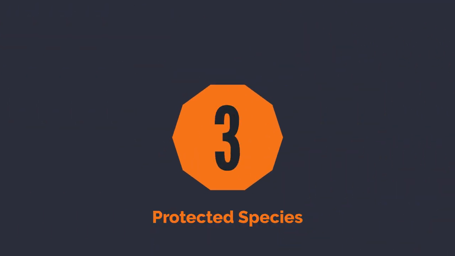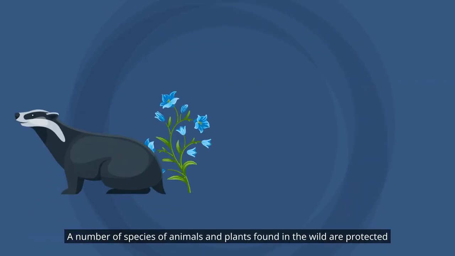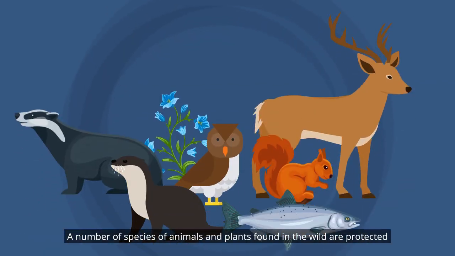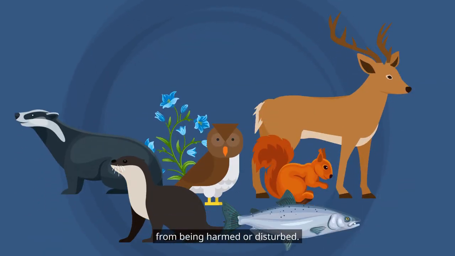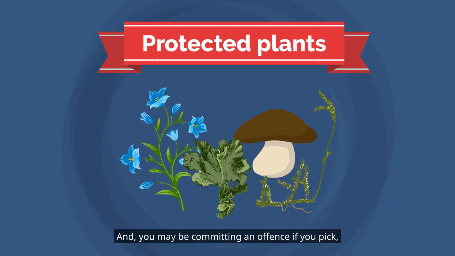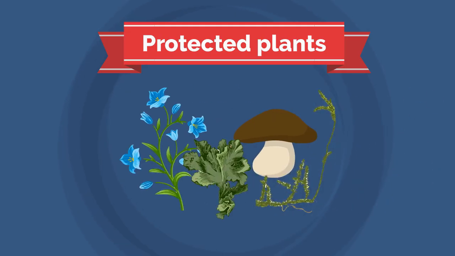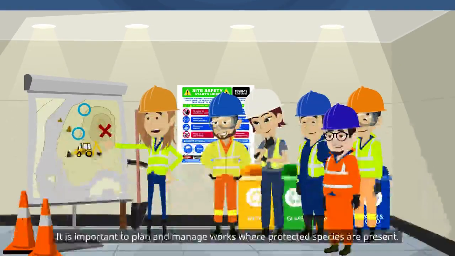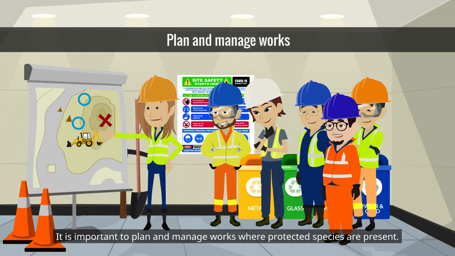Protected species. A number of species of animals and plants found in the wild are protected from being harmed or disturbed. You may be committing an offense if you capture, kill, injure or disturb any protected animal. And you may be committing an offense if you pick, collect, cut, uproot or destroy any protected plant. It is important to plan and manage works where protected species are present.